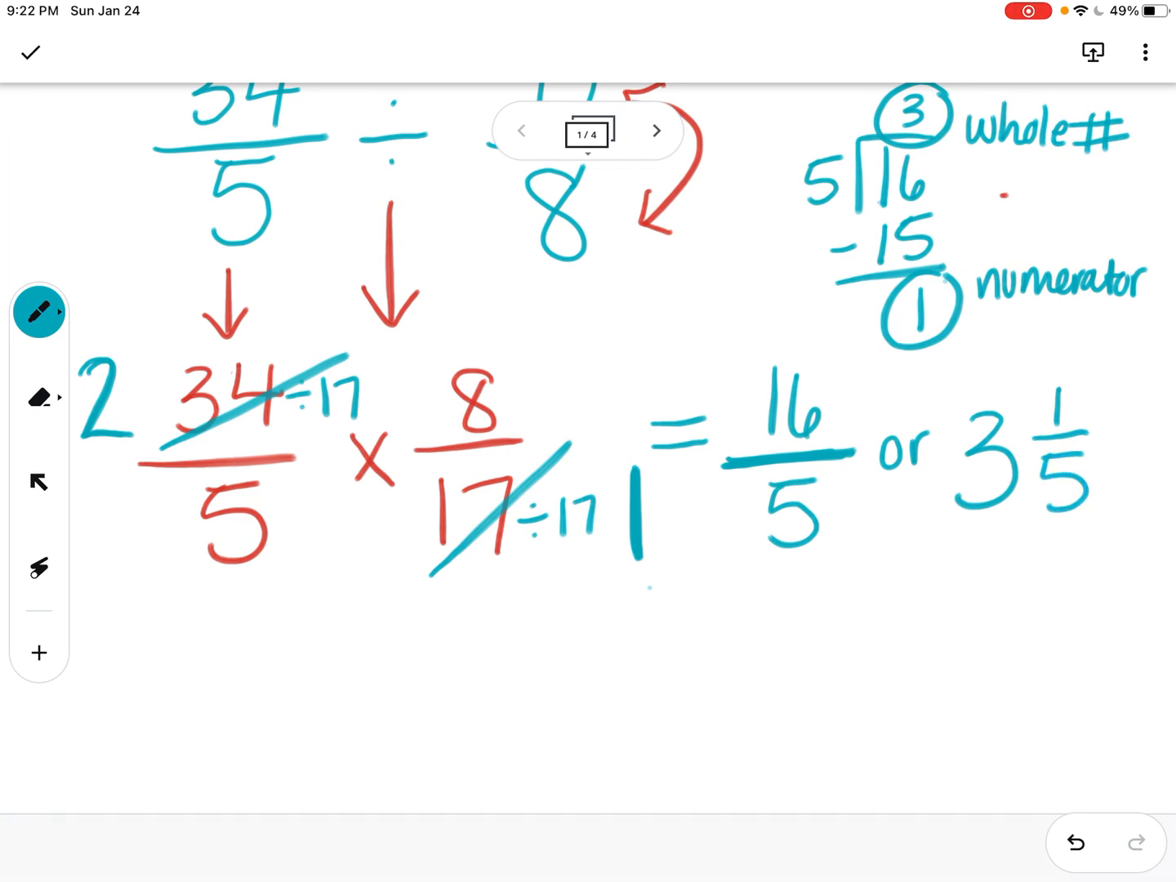So those are your two potential answers. Remember, mixed number would be the correct form to leave it in. And that is how you divide two mixed numbers. Hopefully that helped you.